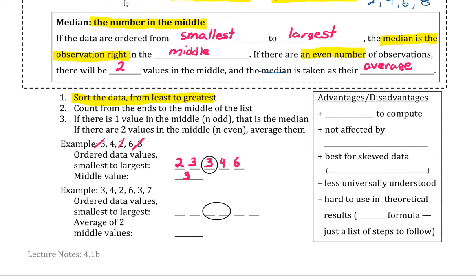In our next example, notice that we have 6 data values, an even number. Let's start again by sorting the data from least to greatest. 2, 3, there's another 3, 4, and then 6 and 7. Notice here that since we have an even number of data points, 6, the median is going to be the average of the 2 middle values. Recall when you're looking for the average of 2 values that you're going to add them together and divide by 2, which I believe should be 3.5. So we will take 3.5 as our median.